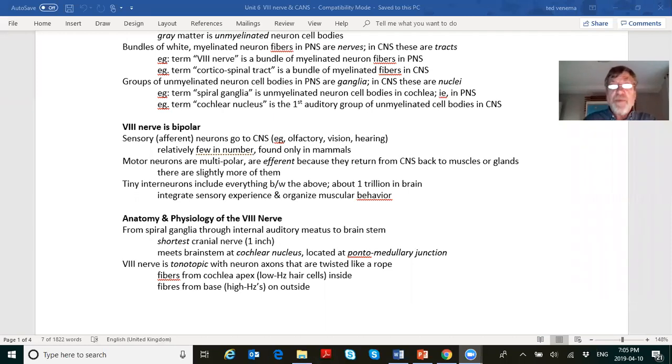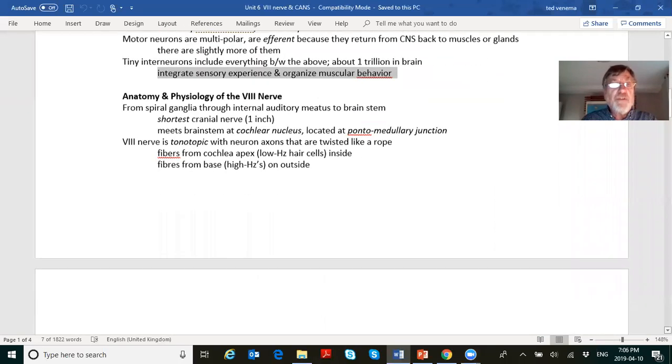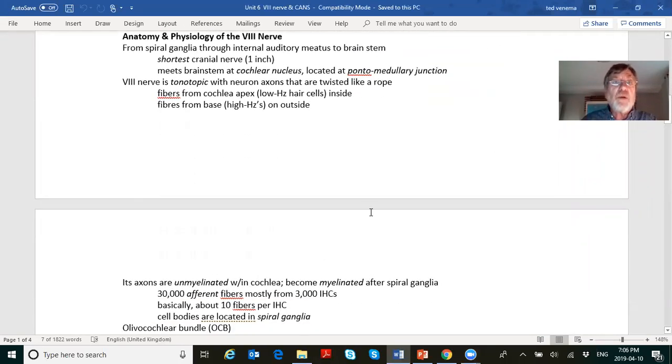Anyway, so eighth nerve. Anatomy and physiology of the eighth nerve. From spiral ganglia, it goes through the internal auditory meatus to the brain stem. It is the shortest cranial nerve. It meets the brain stem at a nucleus called the cochlear nucleus. That's the bottom-most central auditory nervous system nuclei. It's the bottom-most auditory area of the central nervous system.